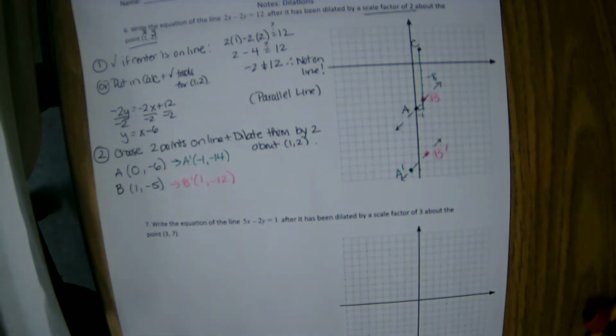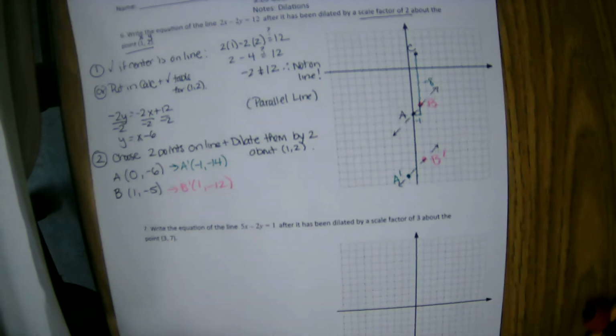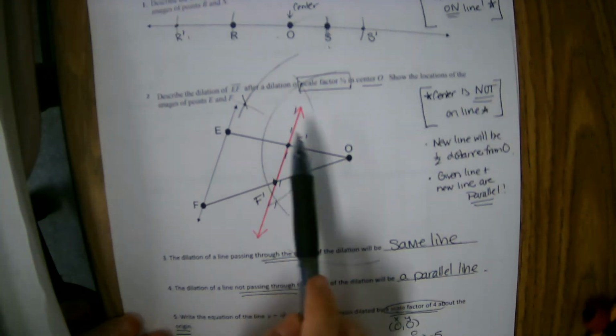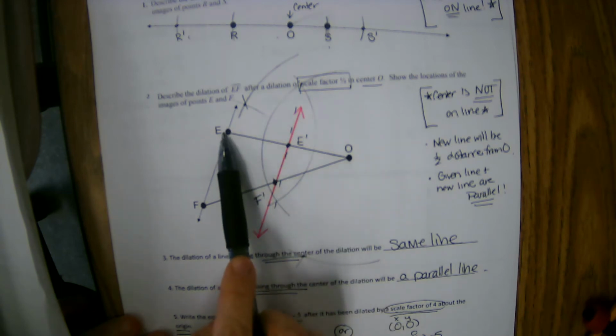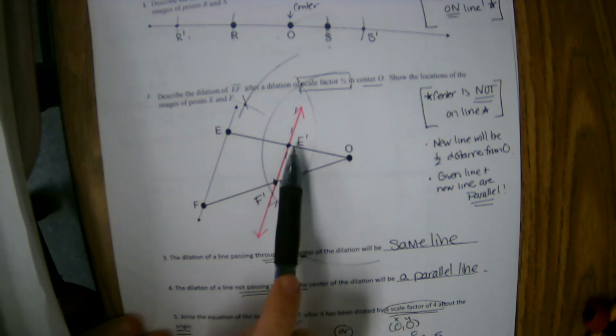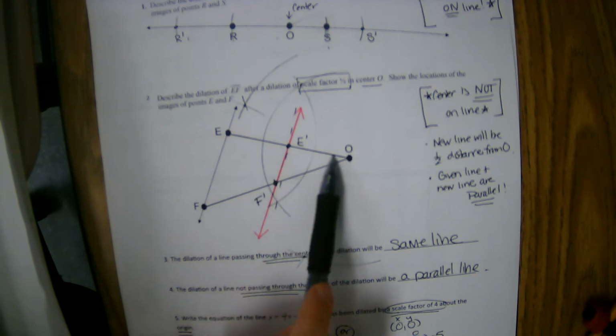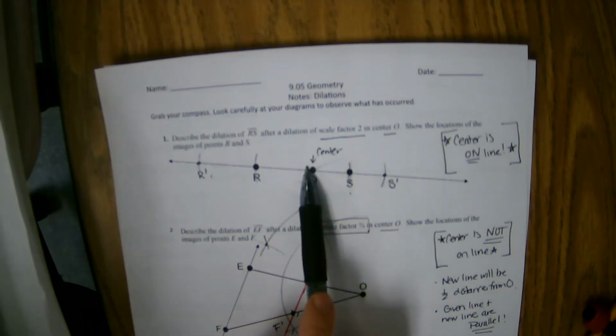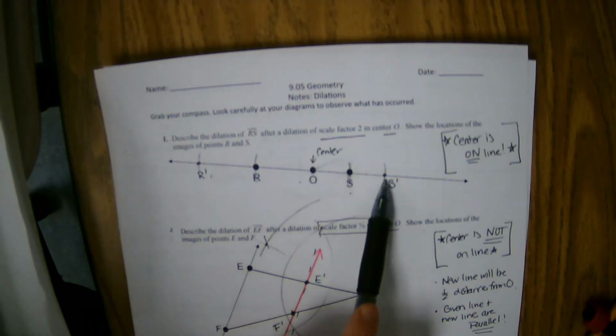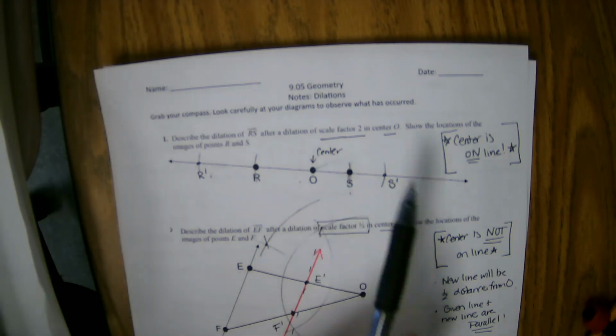But again, when you're dilating each separate point, just like we did on the front when we did our constructions here, you're connecting the center and the point, and then the new point, the image, should be on that same line. Same thing here. The image and its pre-image are both on the same line as the center.